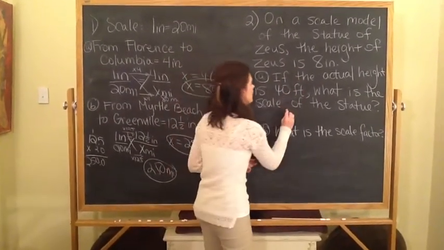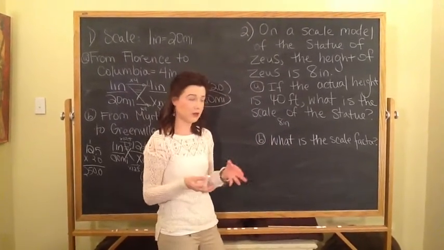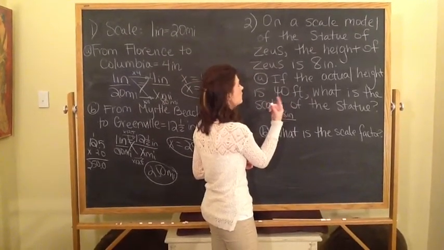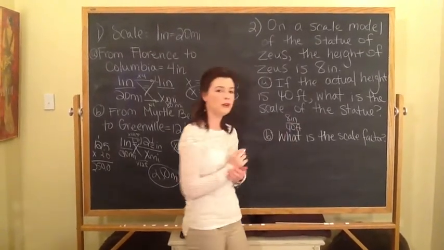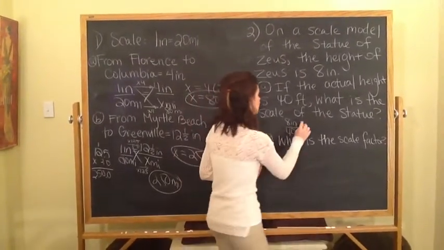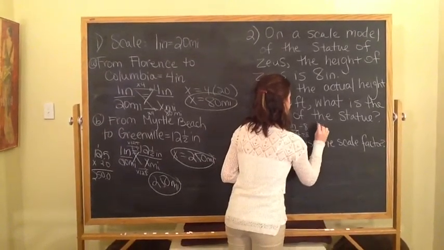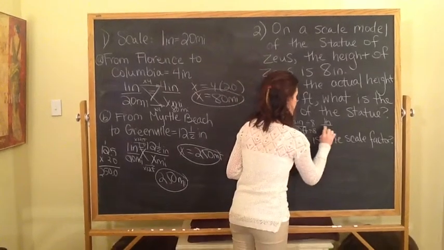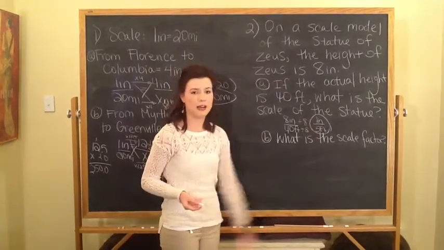So if we have 8 inches as the height of the model, and the height of the actual statue is 40 feet, we write 8 inches to 40 feet, and then we'll simplify it. So we can go ahead and divide 8 out of both and get 1 inch is equal to 40 divided by 8, which gives you 5 feet. So our scale is 1 inch to 5 feet.